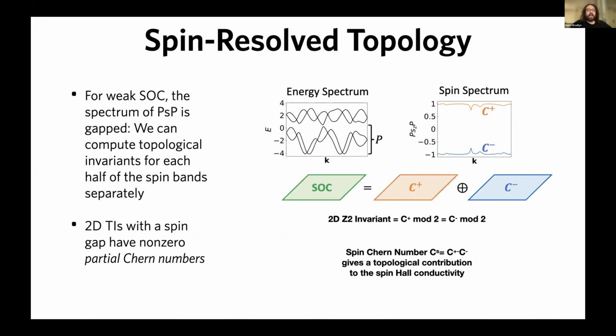Okay, so for weak spin orbit coupling, I expect the spectrum to be gapped, and Prodan showed that if I look at the upper and lower spin bands for a 2D TI, the Bloch states or the occupied states that correspond to these lower spin bands, so the ones with spin mostly pointing down, have an odd Chern number. The ones with spin pointing mostly up have the opposite signed odd Chern number. And the 2D Z2 invariant is given by the parity of this partial Chern number, the Chern number of just the mostly spin up occupied bands.